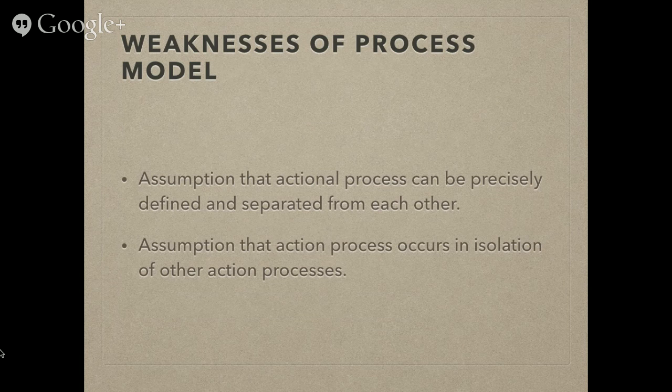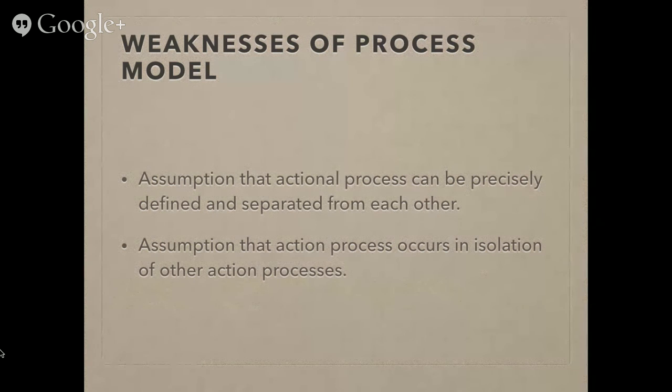Okay, and then when we talk about weaknesses of the process model, there are two main weaknesses here, which is the main reason why we have the dynamic systems model that we talk about now. The first one is the assumption that actional processes can be defined precisely and separated from each other. There's going to be overlap, obviously. So this is theory based. We can't see it. It's something that's going on within individuals. So generally, those phases cannot be strictly delineated from each other.